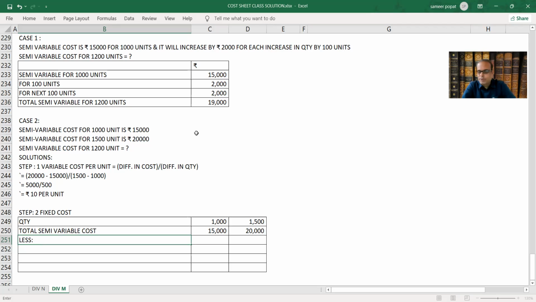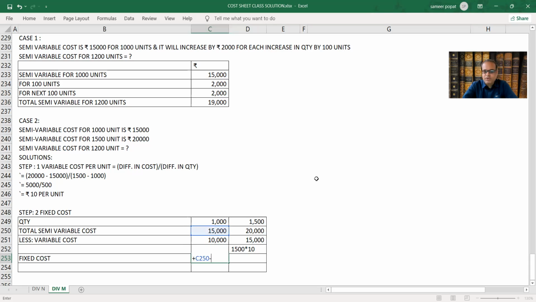From total, it's a combination of fixed and variable cost. From total, if I reduce variable cost, because I know now the variable cost per unit is rupees 10, so from total, if I reduce variable, I should get balance as fixed cost. Okay, so here it is 10 rupees per unit. Number of units are 1000 in first case and 1500 in second case. So 1000 into 10 and 1500 into 10. That would be the variable cost. So I will get balance figure as fixed cost.